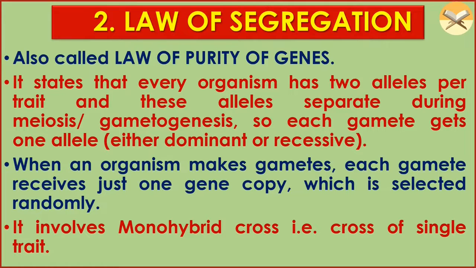It means that every organism has specific traits and these traits are represented by specific alleles. So during the process of gamete formation or gametogenesis, these alleles get separated, and from the diploid state they get converted into haploid condition. These alleles then individually participate in the process of mating. The law of segregation involves only monohybrid crosses, which means a cross of only a single trait or single character.